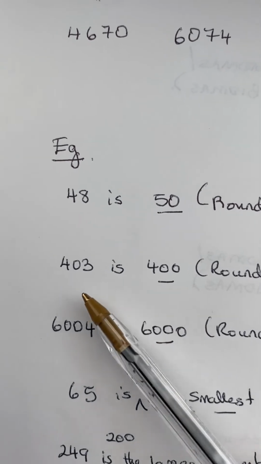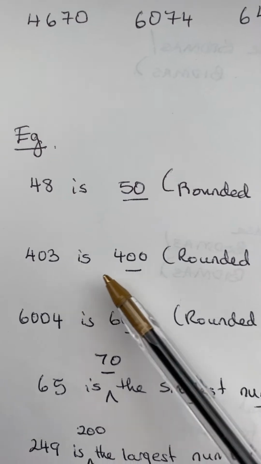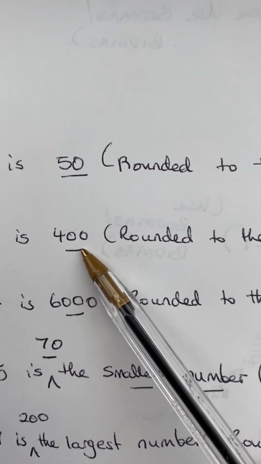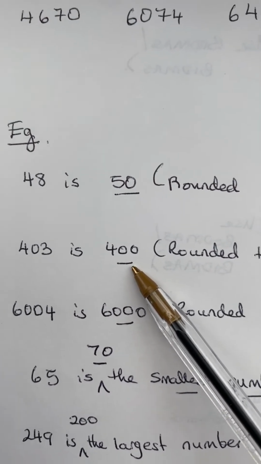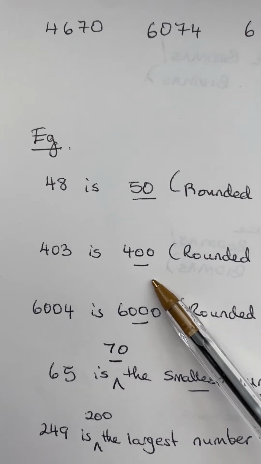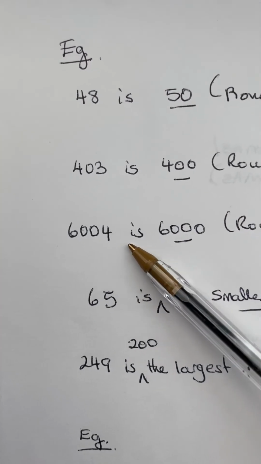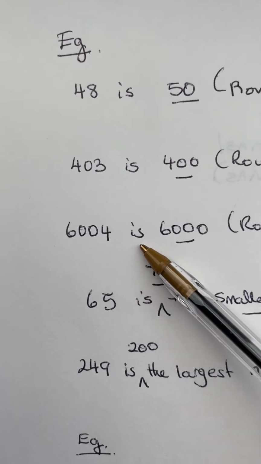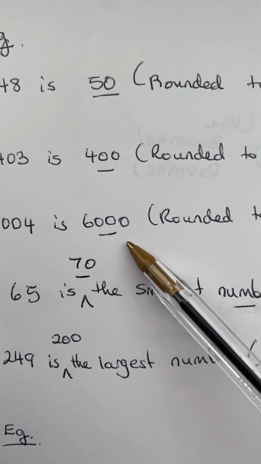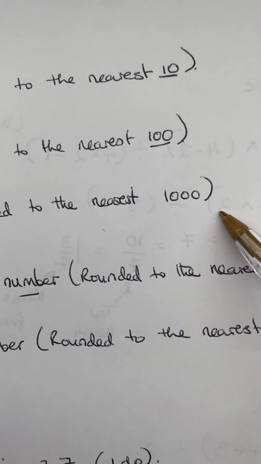But assuming they gave me 451 to the nearest 100, then my answer will be 500. I hope I'm clear on that. Now, 6004 is 6,000 rounded to the nearest 1,000.